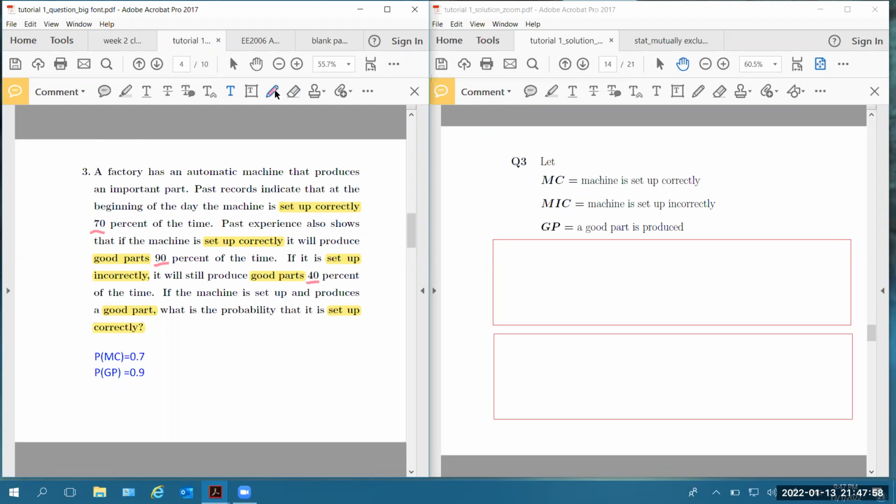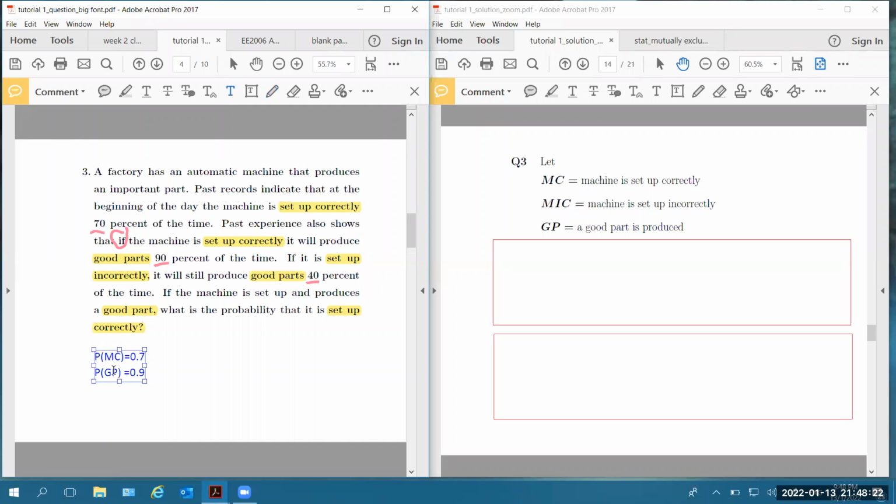Can you see this word here? Can you see this word "if"? Well, it's another way of telling you it's a condition on this. If the machine is set up correctly, provided that the machine is set up correctly, it will produce good parts 90% of the time. So it's not so simple.